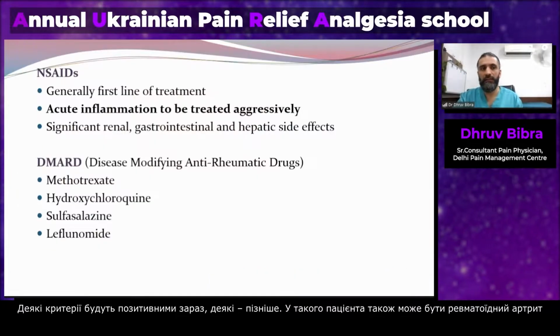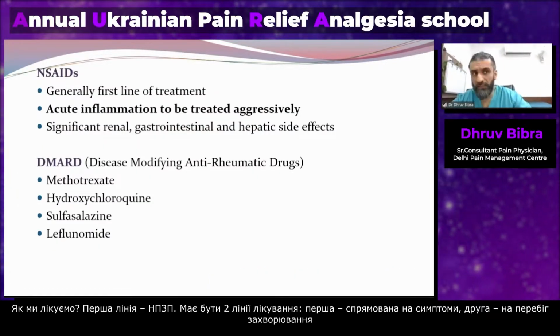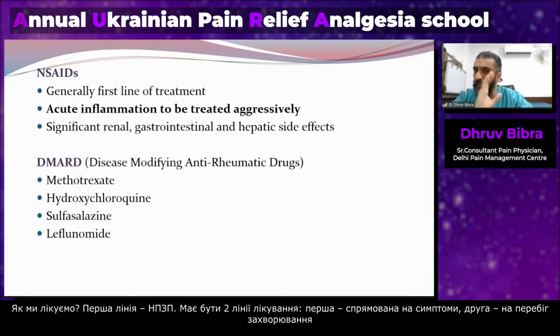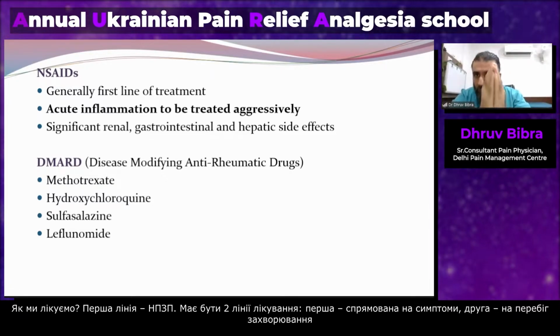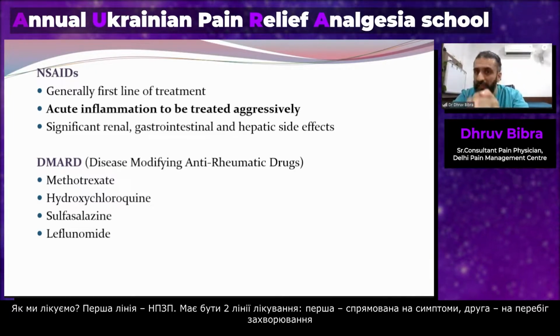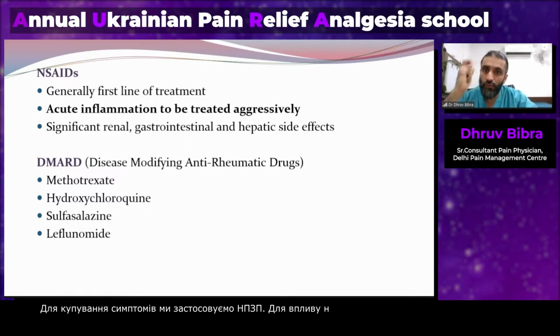How do we treat them? Now, when we talk about treating them, firstly, NSAIDs are the first line of treatment. This has to be explained to the patient: your treatment is going to work on 2 lines. The first line is where I am taking care of your symptoms. The second line is where I am taking care of your disease status. So what do we do?